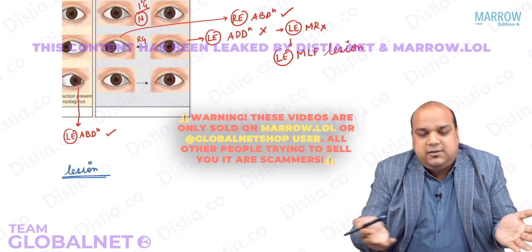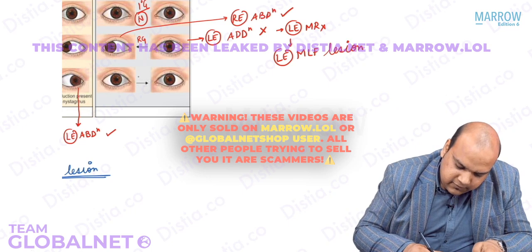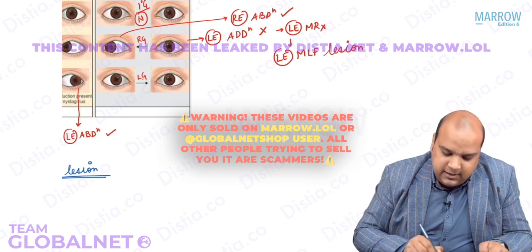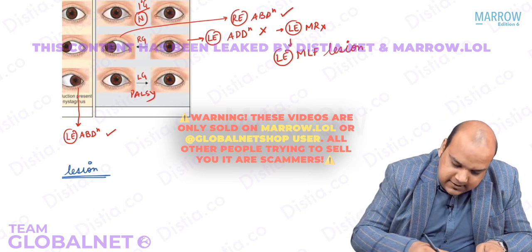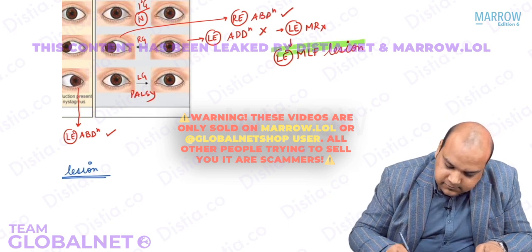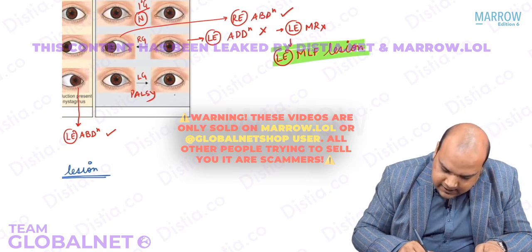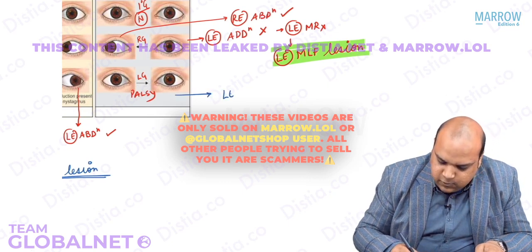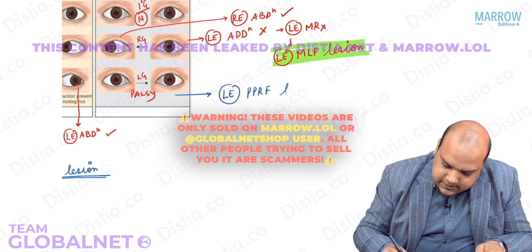You will say it's just the opposite of the second image. No, let's see. Let's move on further. Left gaze. In left gaze, there is absolute palsy. So, this is a left MLF lesion. Yes, but along with this, I am saying left gaze palsy is due to left eye PPRF lesion.